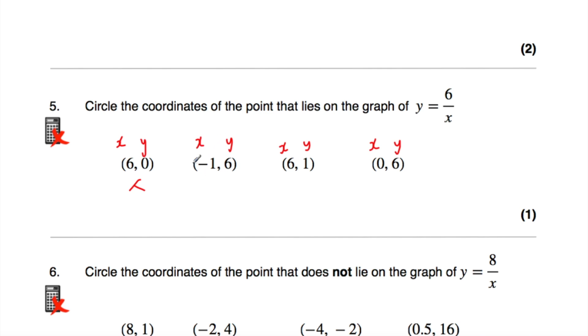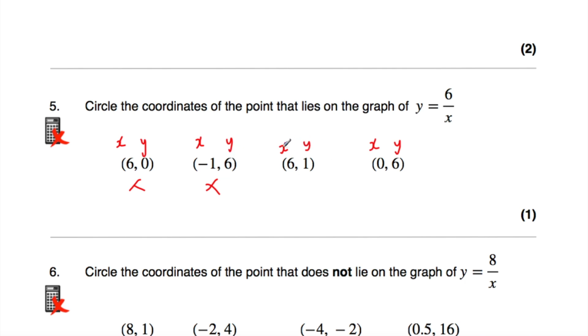If x was equal to -1, you'd have 6 divided by -1. That's equal to -6, not 6. So that point wouldn't lie on that graph either. And actually thinking about it, this point would be on the left-hand side of the y-axis. So that means the graph should actually be down there. It should be a negative value for y, not a positive value for y.